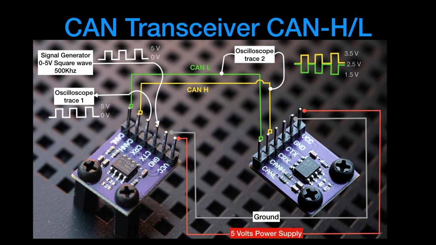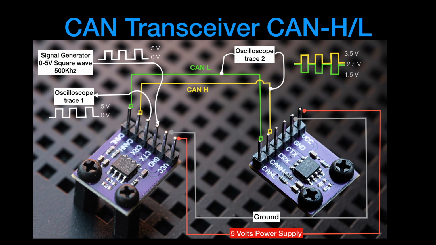Our next test is the CAN transceiver CAN high and CAN low signaling. So again, I'm going to use the same signal generation, 0 to 5 volts, a square wave at 500 kilohertz on transceiver number 1 connected to the CTX pin, so that's the input to the transceiver. And I will keep my oscilloscope trace 1 on the CRX pin, which is the receive side of the transceiver, and we should see there a square wave. I also will have my oscilloscope trace number 2 on the CAN bus. One probe connected to CAN low and the other to CAN high, and we should be seeing the signal as shown on the right hand top.